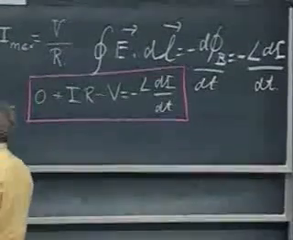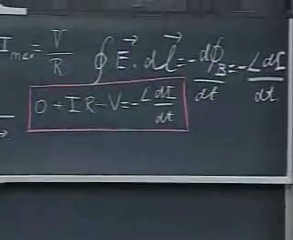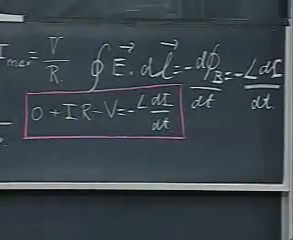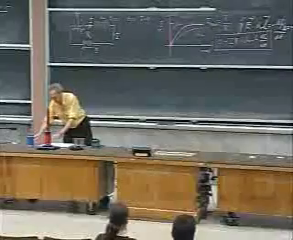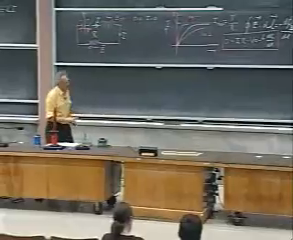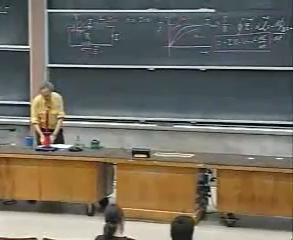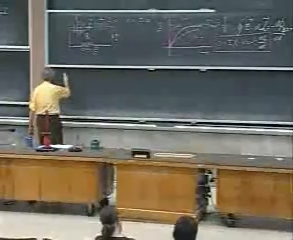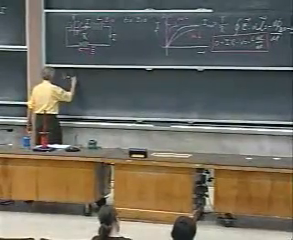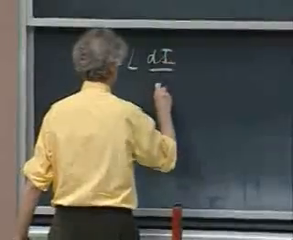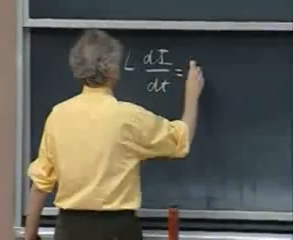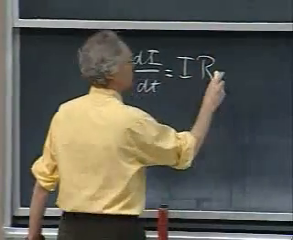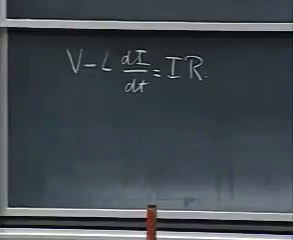You can write it a little differently, which may give you some insight. For instance, you could write that I can bring V and L dI/dt to one side, so I can write down that V minus L dI/dt equals IR. It's the same equation when you look.